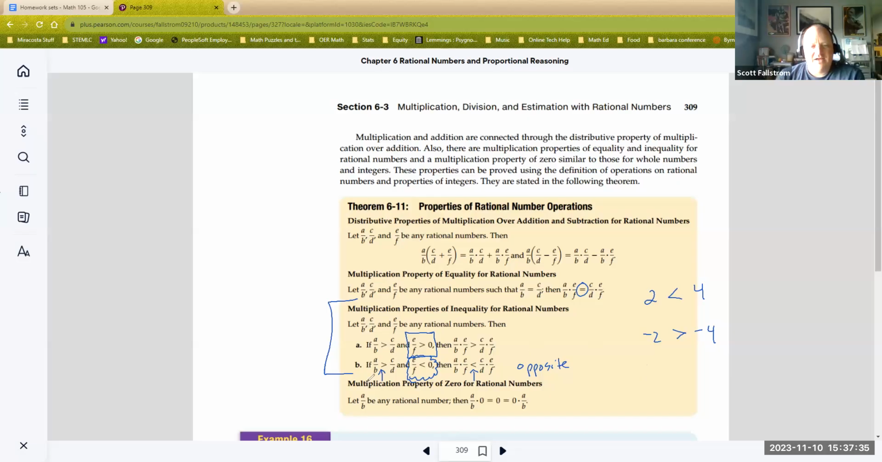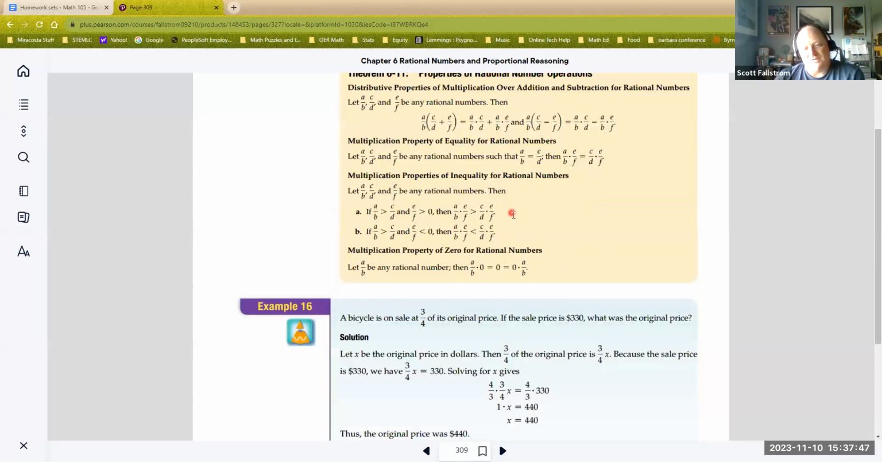Okay. And lastly, the multiplication property of 0 shouldn't be a big surprise. Anytime you multiply by 0, you get back to 0. So again, I mentioned these properties, but we've already seen all of these before. We just haven't seen them with fractions.